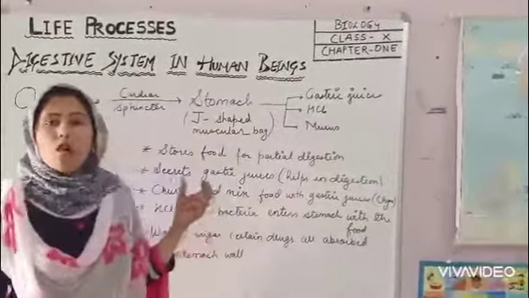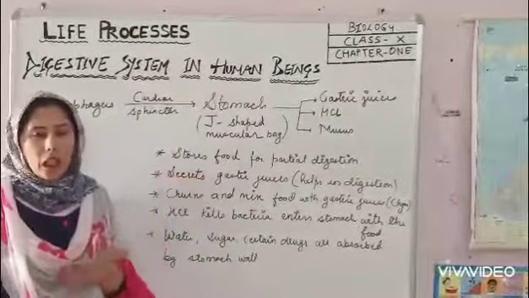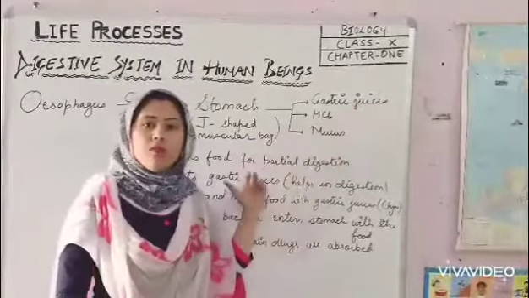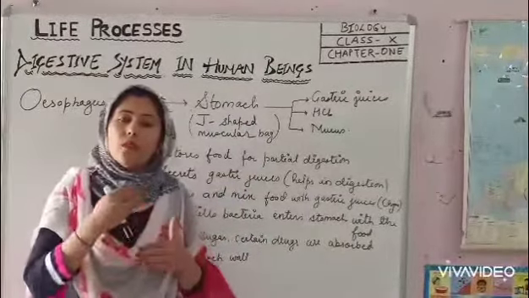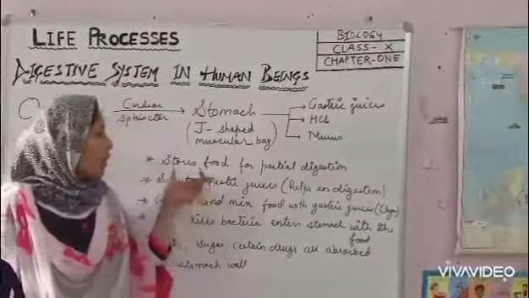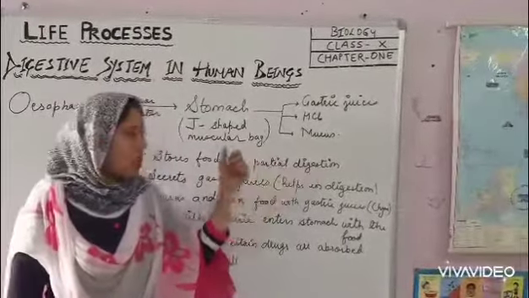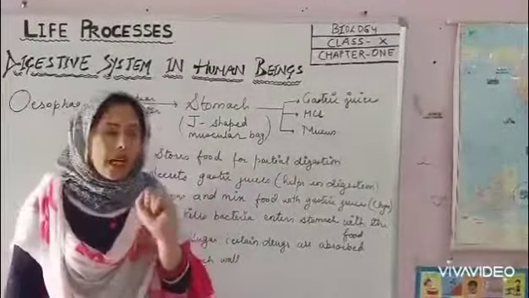The functions of the stomach are, first, it stores food until it is partially digested, because gastric juices work for digestion and break it down further into simpler form. So it stores food until it is partially digested. Then it secretes gastric juices which help in digestion.